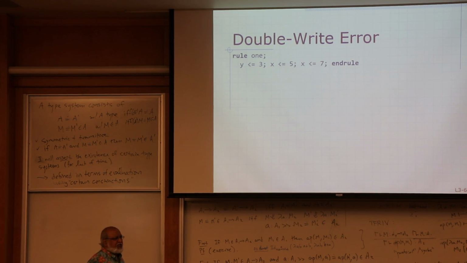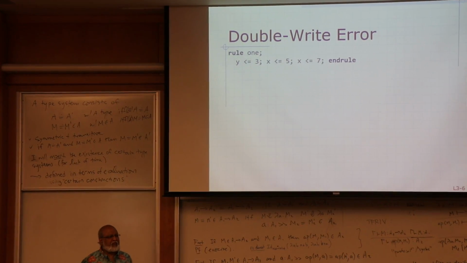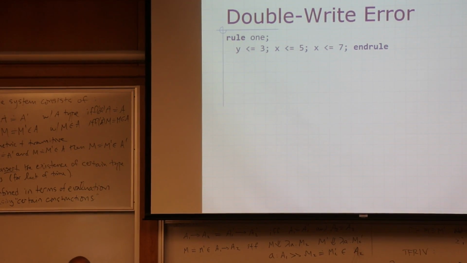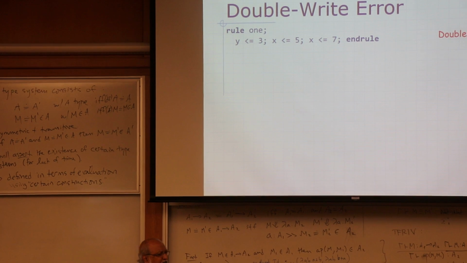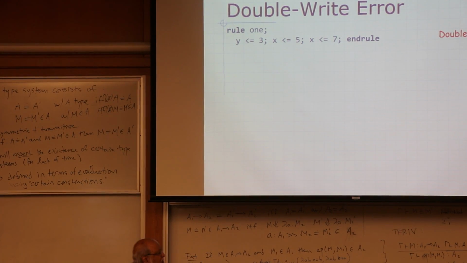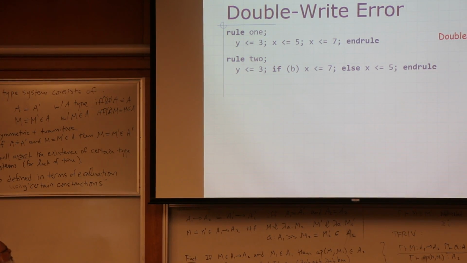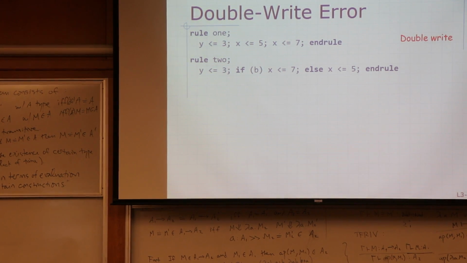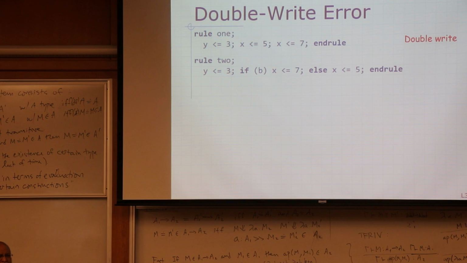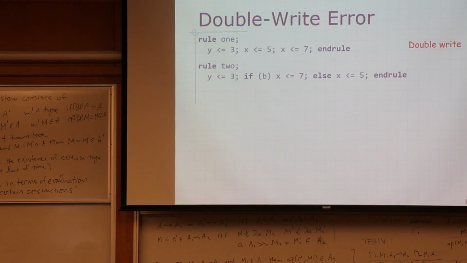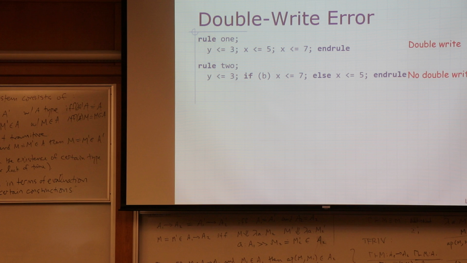Okay, so let's do some back of the envelope kind of questions here. I have a rule here: y gets 3, x gets 5, x gets 7. What can you say about this rule? Because you're assigning to x twice, it's a double write error. This rule makes no sense to us. All right, what about this one? Y gets 3 if B, x gets 7, else x gets 5. This is okay, because you write in y once and you write in x once. Whether you write 3 or 5 is a different matter. So no problem here, no double write.